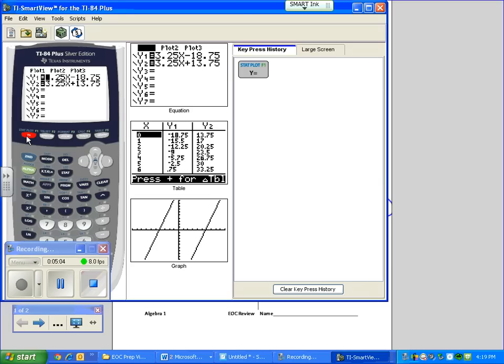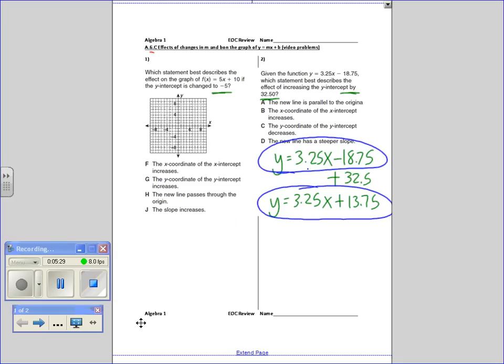I need to remember which one I entered first. The one that is on the top right here is my original equation. This is my new equation. So when I graph them, I need to pay attention to which one is which. Okay, when I do graph them, I'm going to see that they make parallel lines. And I can see some things about the x and y intercepts. And so now I'm going to go back to my problem to try to determine what the answer is.